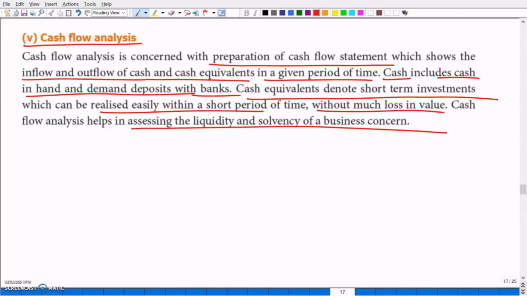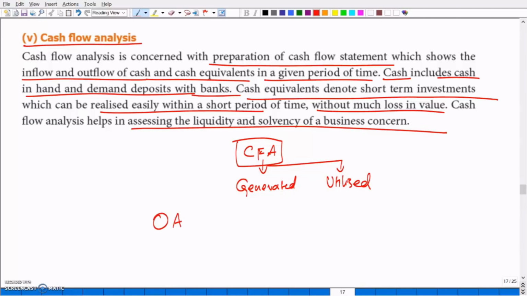This is what you see in the material, but let me tell you, cash flow analysis means we are going to analyze from where cash is generated and where cash is utilized. Because for cash flow statement or cash flow analysis purposes, the activities are divided into three. One is operating activity, the other is investment activity, the third is financing activity. Operating activity should be positive. The positive cash generated can be used for investment activity. It can also be used in financing activity for repaying the loans.